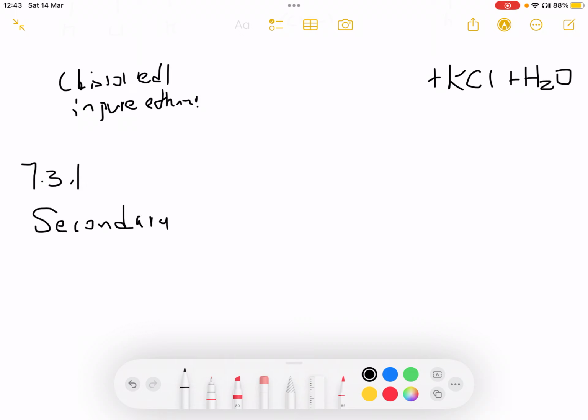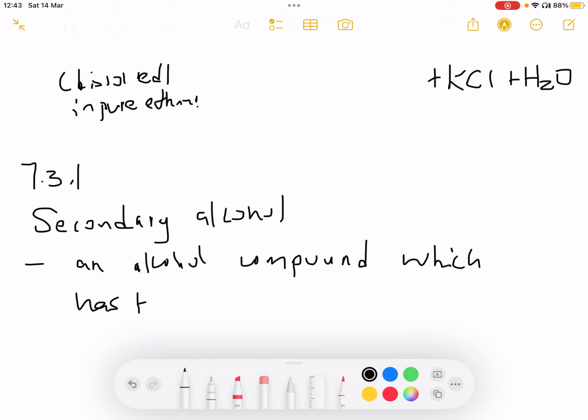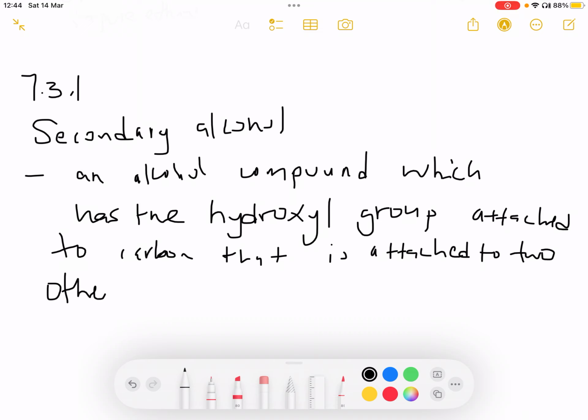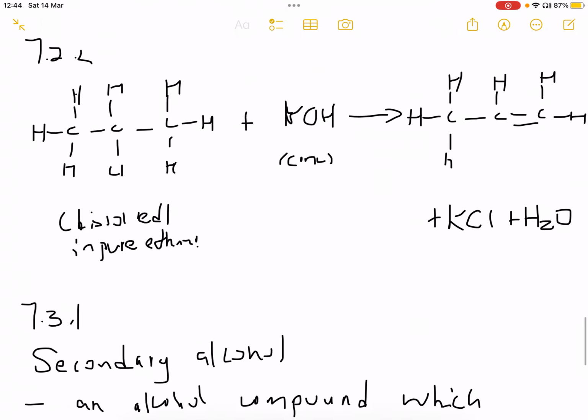Secondary alcohol: that is an alcohol compound which has the hydroxyl group attached to a carbon that is attached to two other carbons, within the carbon chain, if you can say. But yeah, that's pretty much it.